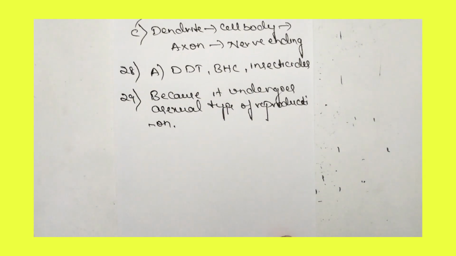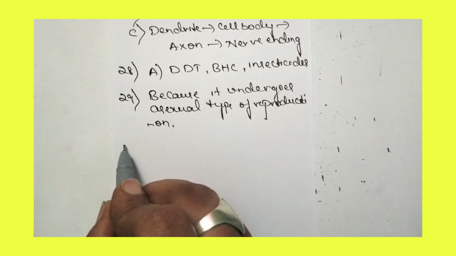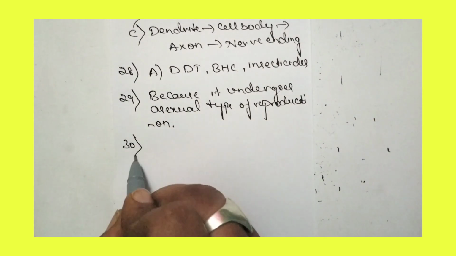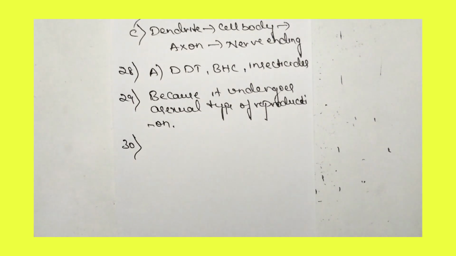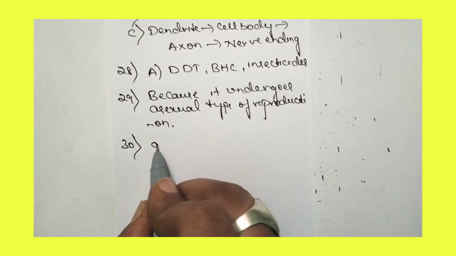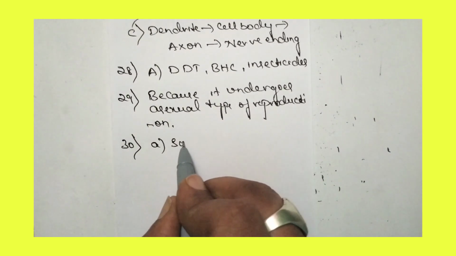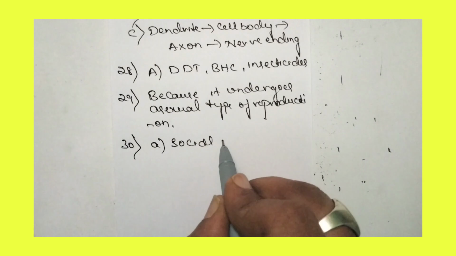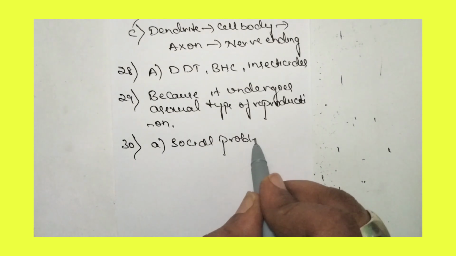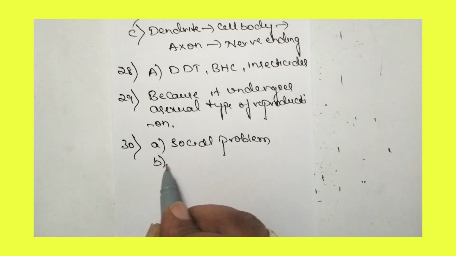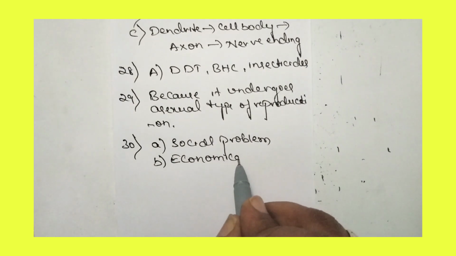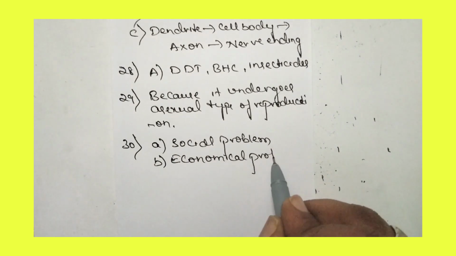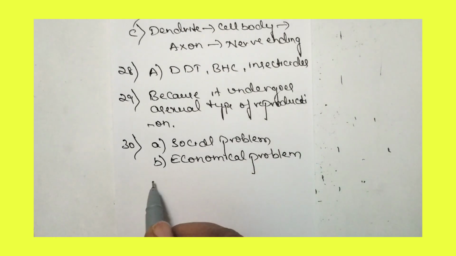So it will be similar to its parent. Next, let us move to the 30th question. Write two problems caused by construction of large dams. If we construct large dams, the two main problems are, one is a social problem and the second one is an economical problem. Even though you can write environmental problem as well.